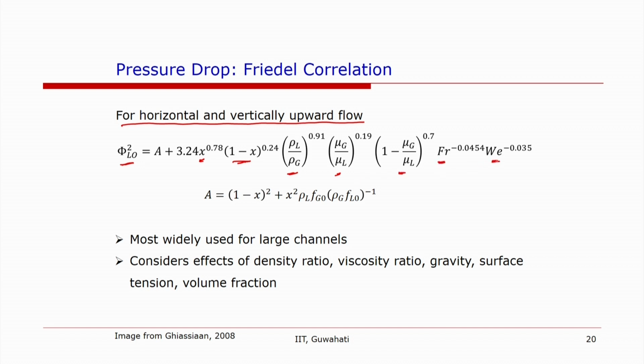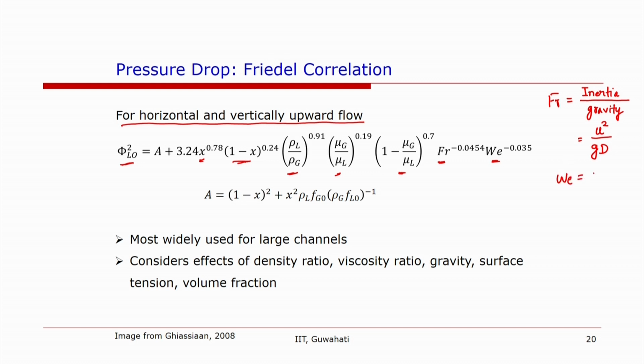Froude number and Weber number. So Froude number is the ratio of inertia and gravity. So that is basically u square over g D, and one can use UTP here.